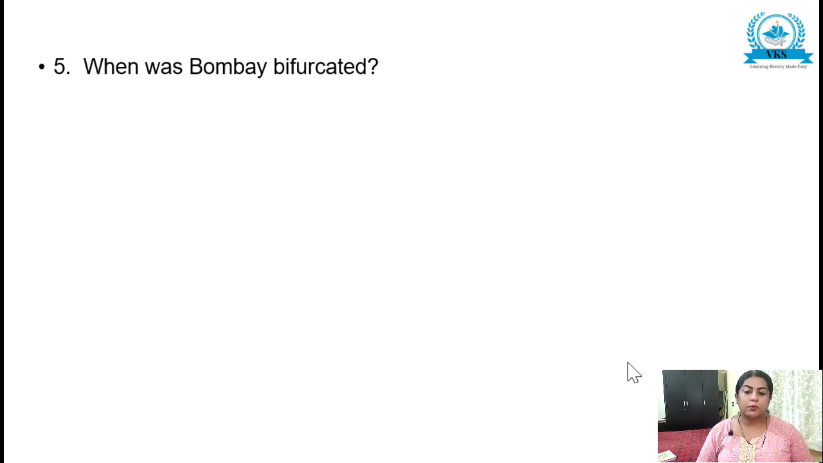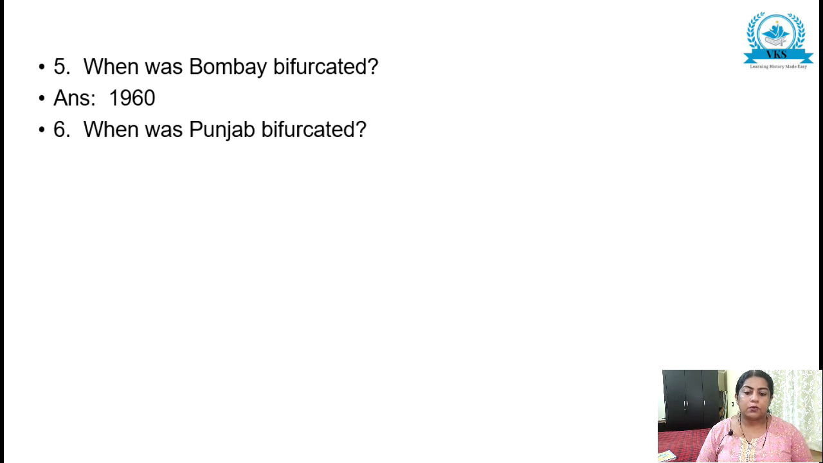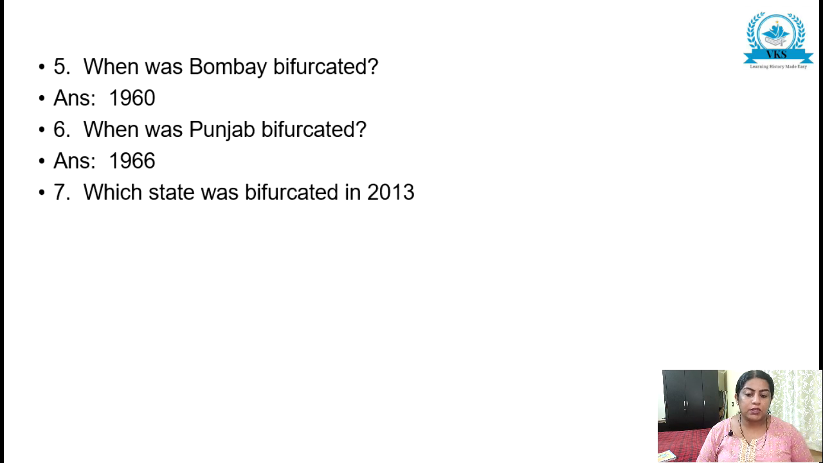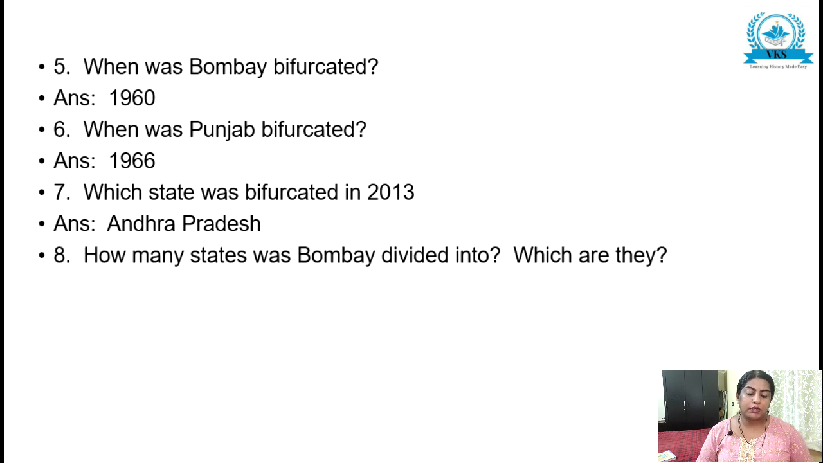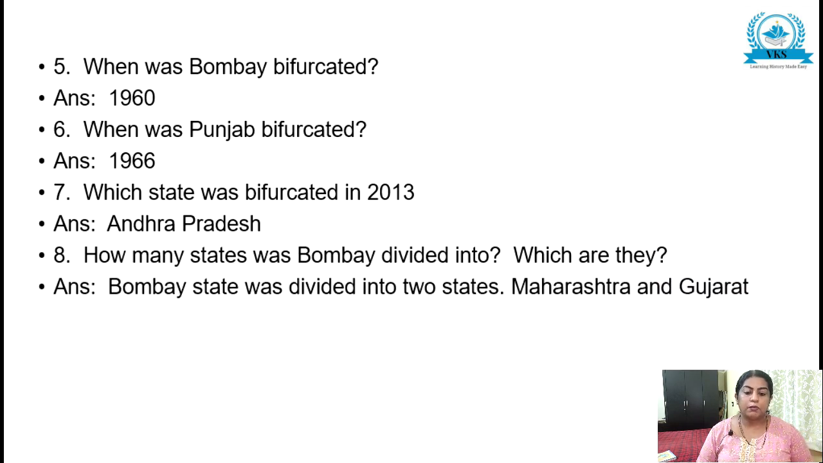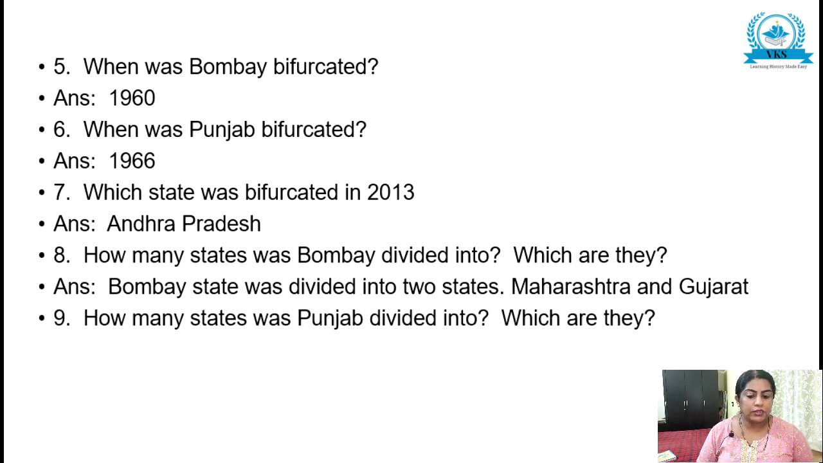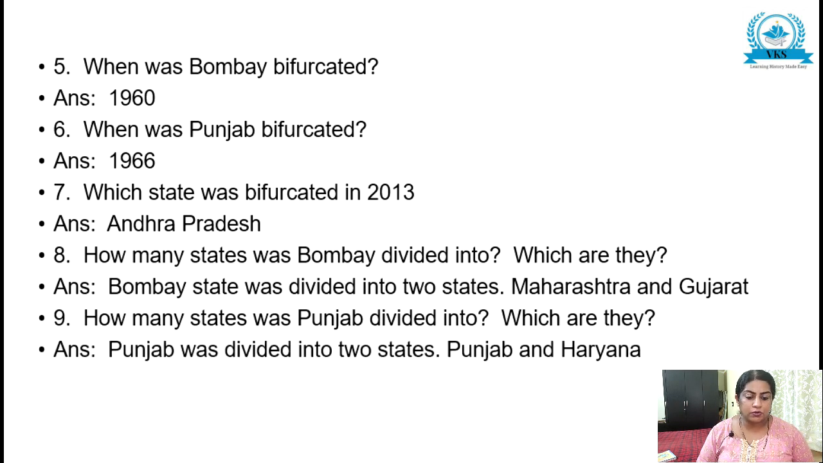Next question. When was Bombay bifurcated? Answer: 1960. When was Punjab bifurcated? 1966. Which state was bifurcated in 2013? Andhra Pradesh. How many states was Bombay divided into, and which are they? Bombay state was divided into two, Maharashtra and Gujarat. How many states was Punjab divided into, and which are they? Punjab was divided into two states, Punjab and Haryana.